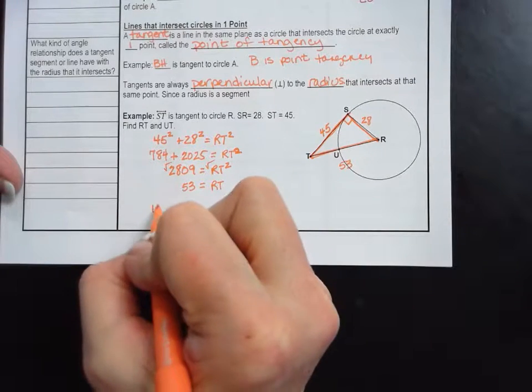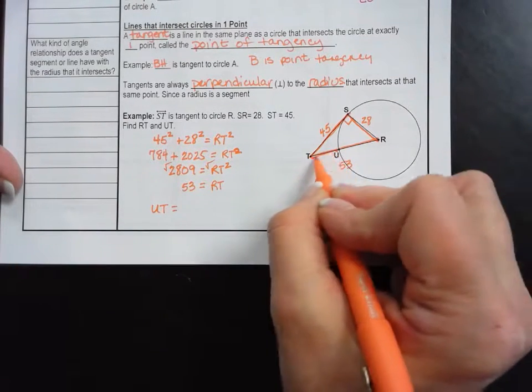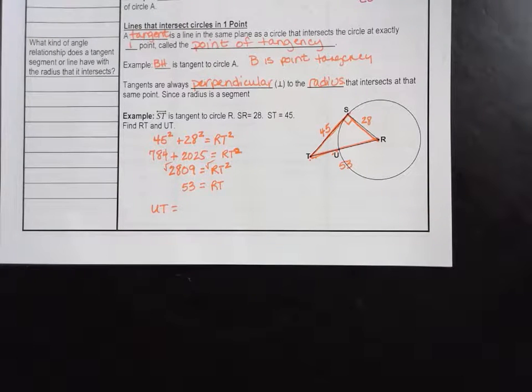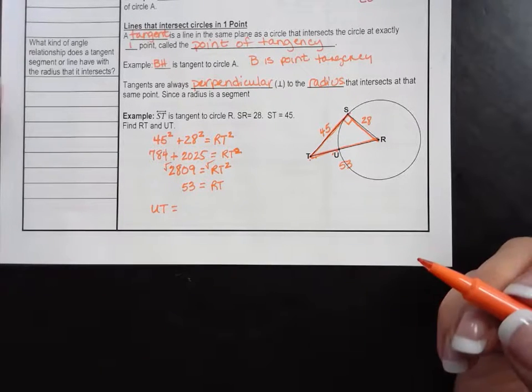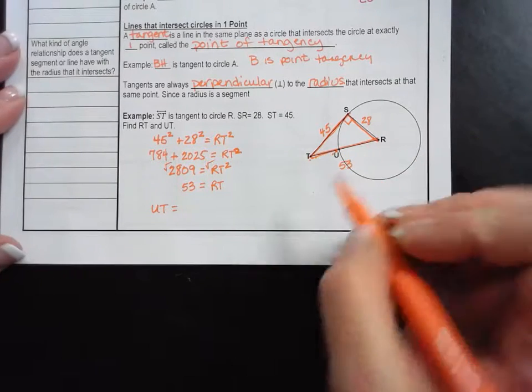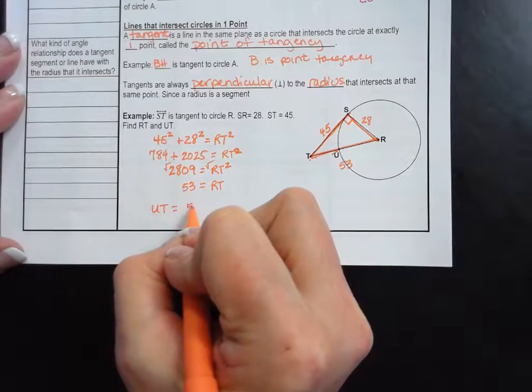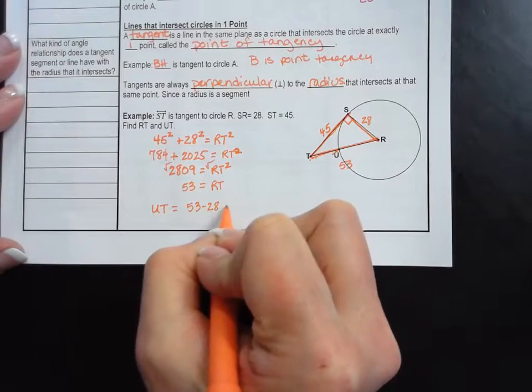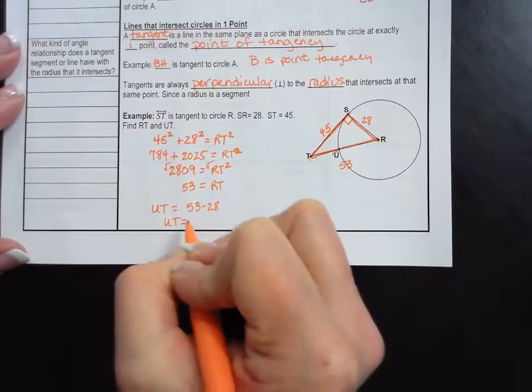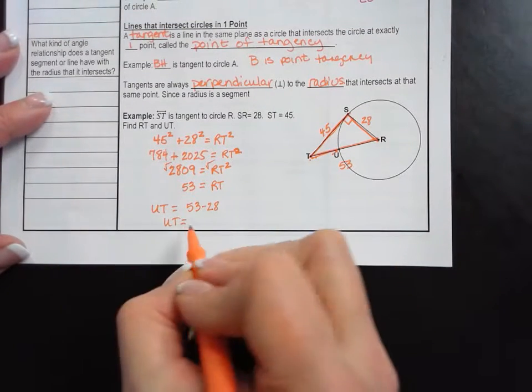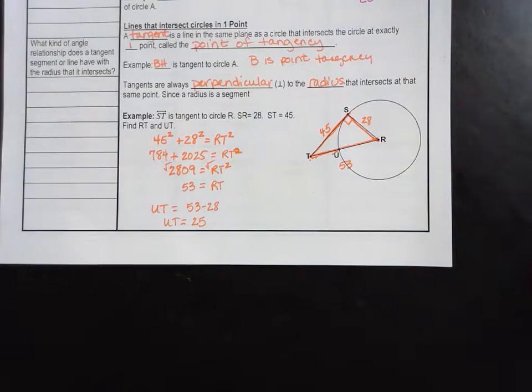How do I find what UT is? Just the part of the line outside of the circle. Why are we, that's perfect. Why are we subtracting 28? Because UR is my radius. So 53 minus 28. So UT ends up being 25. Perfect. Good.